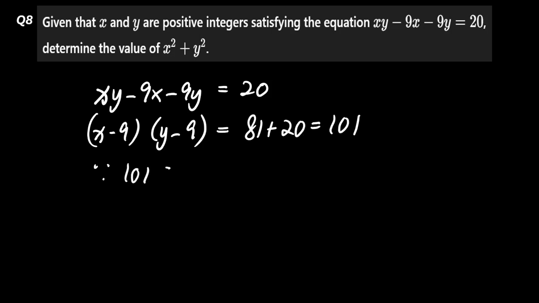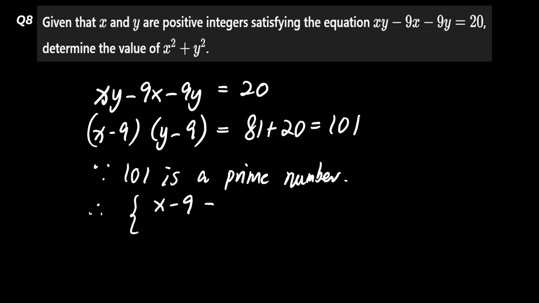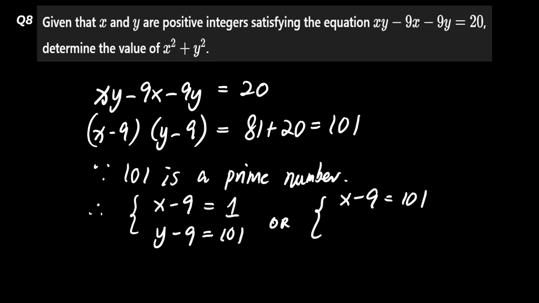Now 101 is a prime number, so the factor pairs are 1 and 101 or 101 and 1. So we have two cases. Case 1: x minus 9 equals 1, y minus 9 equals 101, which gives x equals 10 and y equals 110.